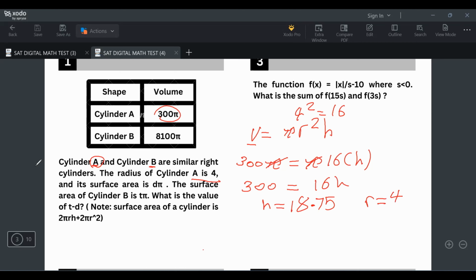Okay, so now that we have the value of r, which is equal to 4, and the value of h, we can plug these values into the area formula in order to find the surface area of cylinder A. Is it clear so far?